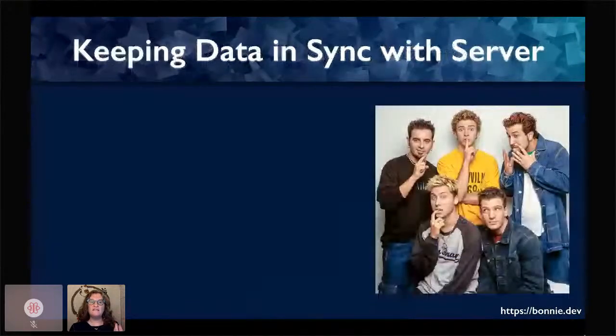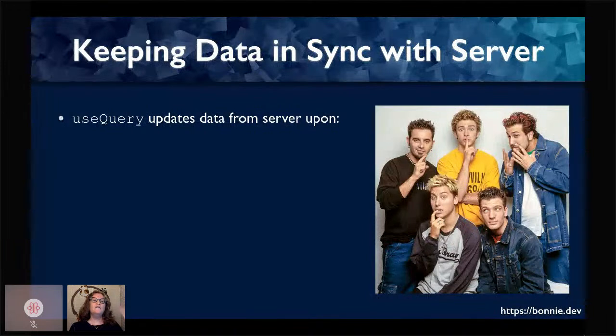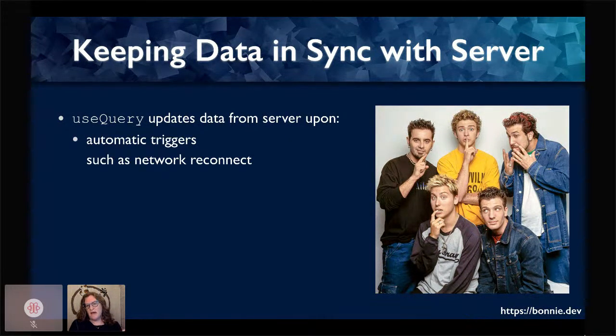One of the benefits is it's now React Query's job to keep the data in sync with the server. So useQuery will update the data from the server for a variety of triggers. And some of them are automatic, like when the network reconnects or when the component mounts. You can also manually invalidate the data in the cache. So you can tell React Query that I don't think this data is up to date with the server anymore. I'd like you to fetch up-to-date data.